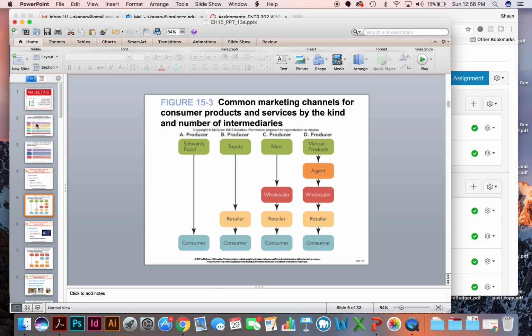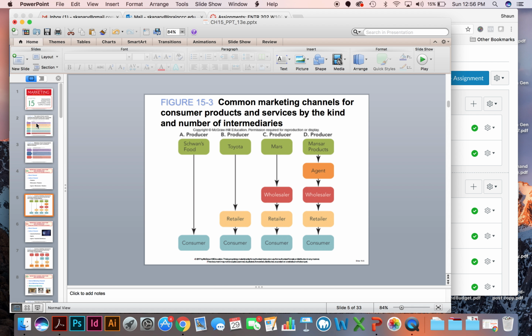And sometimes when we're talking about the different types of channels, you can see that the producer sometimes uses different marketing channels depending on the relationship with the intermediary. For instance, Swan Foods goes directly to the consumer. Toyota deals with the dealers and retailers that end up advertising to the consumer.